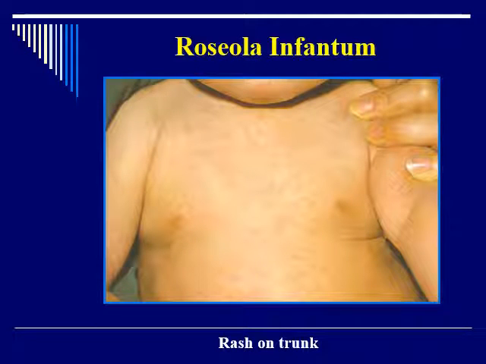This picture shows the rash of Roseola infantum. As shown, this is a picture of an infant, and the rash is scattered over the trunk. As we said, it starts on the trunk and spreads to the face and extremities. This is a characteristic rash of Roseola infantum.